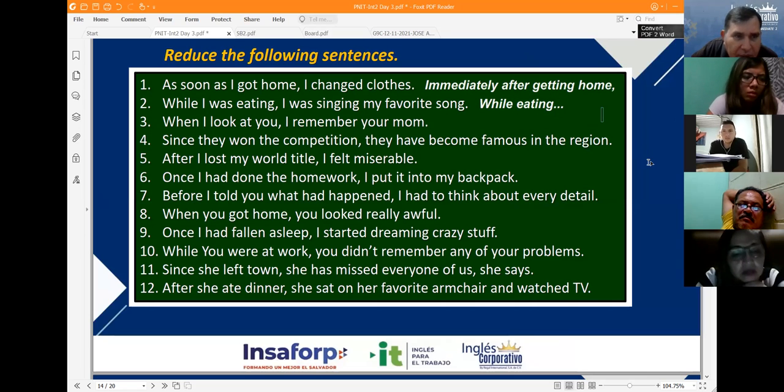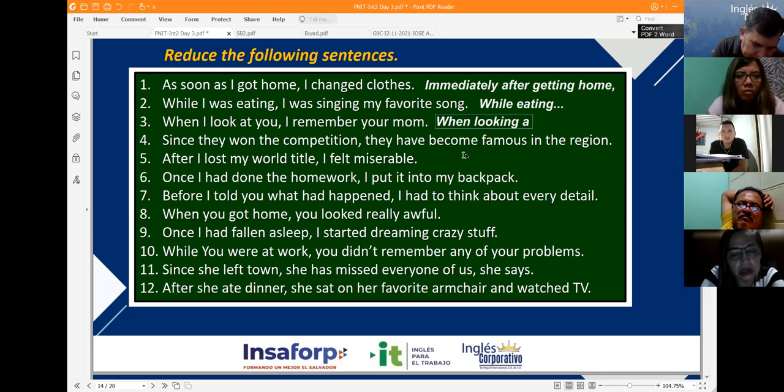Number three, when I looked at you, I remember your mom. What do we say? What's a reduction? When looking at you, okay, when looking at you, I remember your mom.